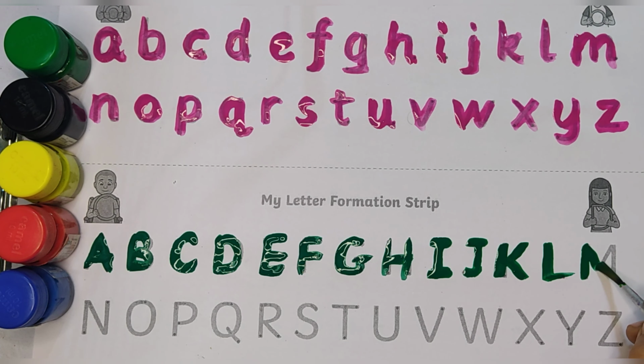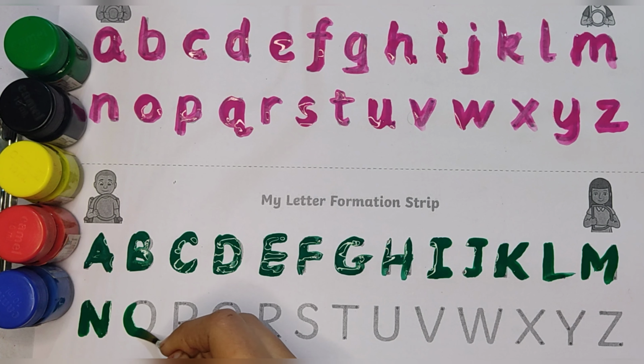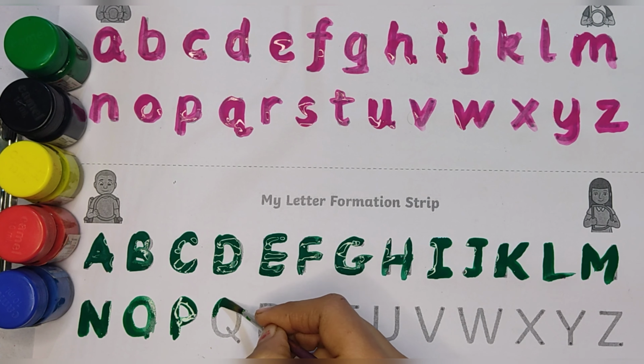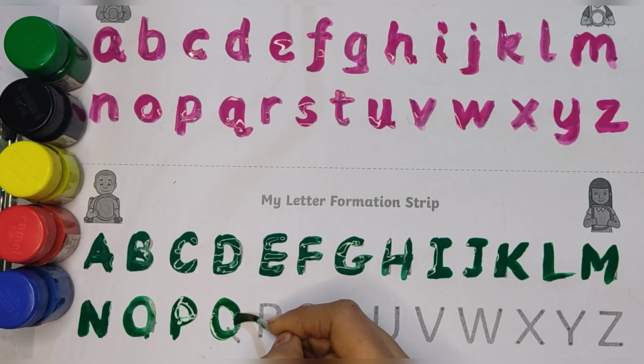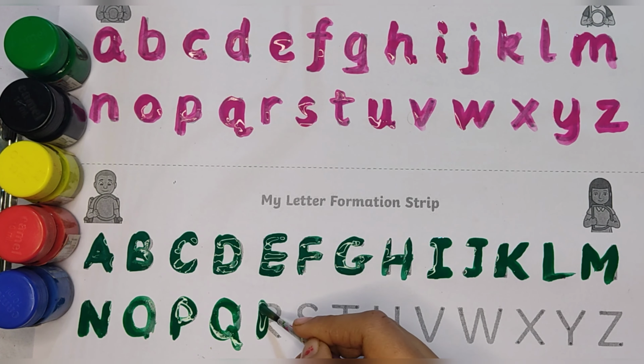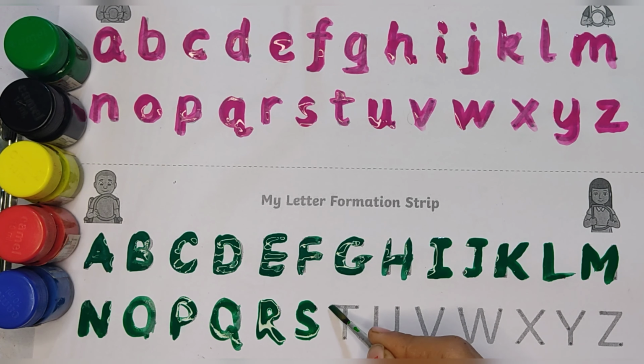M. M for mug. N. N for net. O. O for orange. P. P for peacock. Q. Q for queen. R. R for rose. S. S for sunflower.